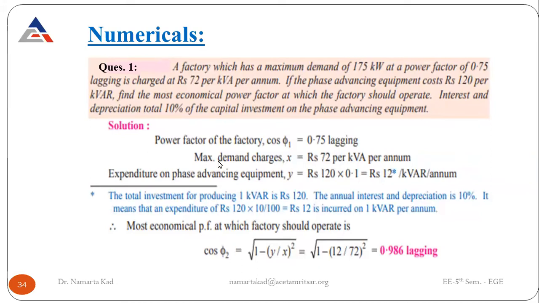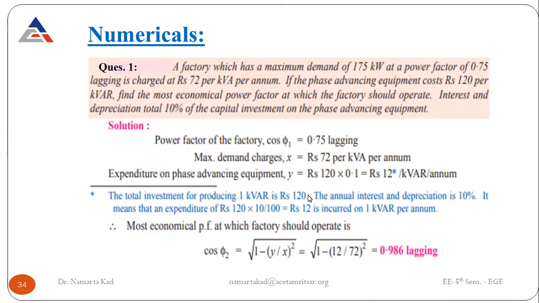So maximum demand charges X is equal to ₹72 per kVA per annum. It is given in the question. Maximum demand charges are given. So expenditure on the phase advancing equipment Y is equal to ₹120 multiplied by 0.1. Why this 0.1? Because of the 10% interest and depreciation rate. So that's why it's 120 multiplied by 0.1, and that comes out to be ₹12 per kVAR per annum.